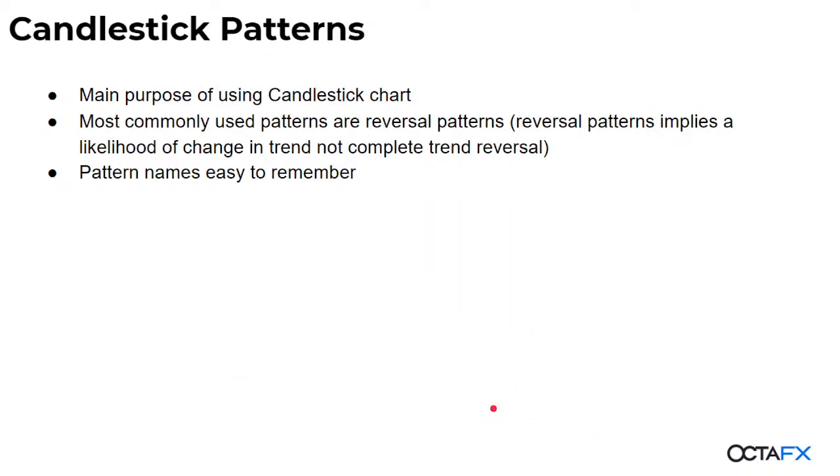So what is the main purpose of using a candlestick chart? Its most commonly used patterns are reversal patterns. So the patterns that we're going to go through tonight typically are what we call reversal patterns, or changes in the market that are significant enough to form these patterns. It implies a likelihood of change in trend, but it's probably not a complete trend reversal because for the trigger point, there are some other requirements. It's just going to give you a quick glimpse that the market could be changing.